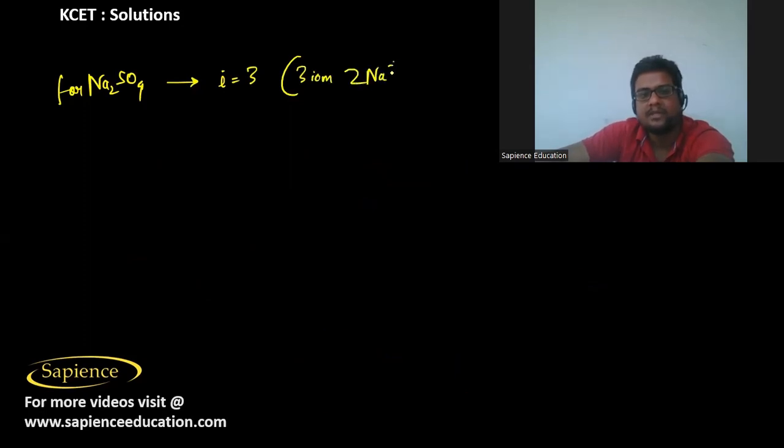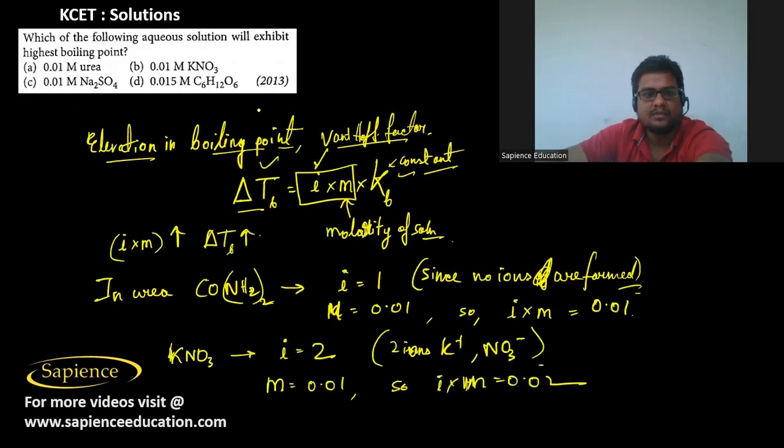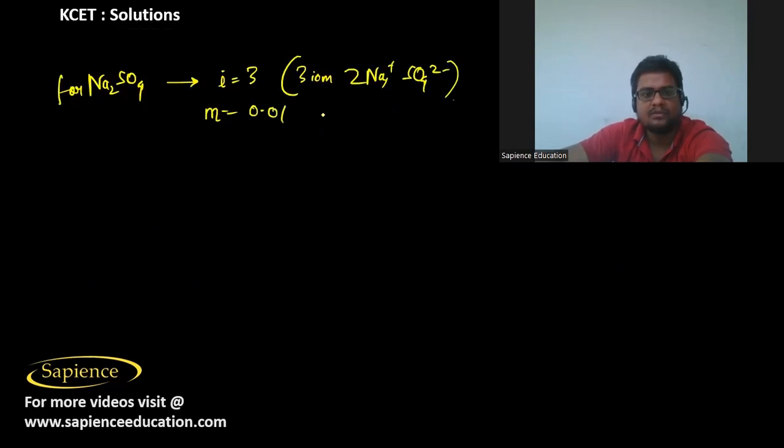Similarly for Na2SO4, sodium sulfate solution, the value of the Van 't Hoff factor will be equal to 3, since here 3 ions will be formed, meaning 2 Na+ ions and 1 sulfate ion, SO4 2-. And the molarity of this solution is also 0.01. So therefore here the value of i into M will be 0.03.